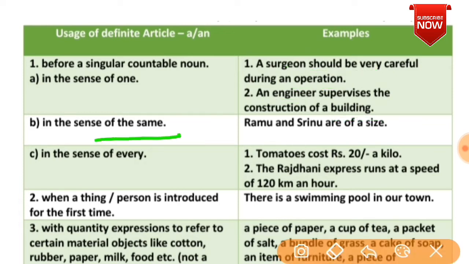In the sense of the same: Ramu and Srinu are of a size. Size means the same size, so here it is same. In the sense of every: tomatoes cost rupees 20 a kilo. Here, 20 per kilo, whatever tomatoes are there, that is considered as every. Same: the Rajdhani Express runs at a speed of 120 kilometers an hour.